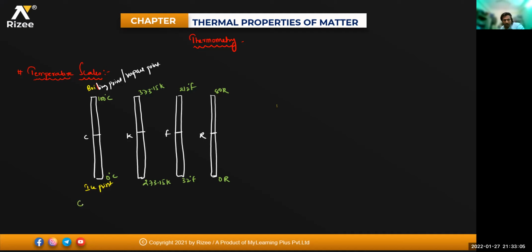This one is known as your Celsius scale. This one is your Kelvin scale, this one is your Fahrenheit scale, and the last one is your Reamer scale. Clear for everyone? Sir, this is only with respect to water, right? Yes, sir, this is only with respect to water. With respect to water only. Okay?